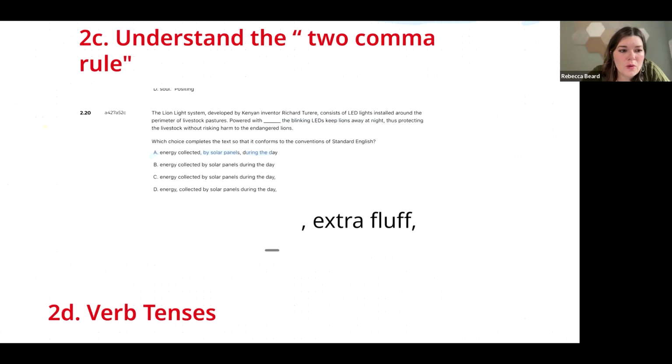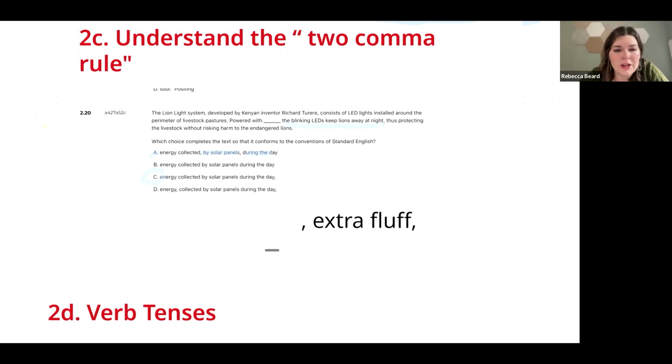What I mean by this is if you see this comma right here, and because there's no other comma in B, this would be pretty much running on. And if you see this right here, what I am noticing is the blinking LED lights keep lions away at night, thus protecting the livestock. So this is actually considered extra fluff, and the answer on this one is C. This one's a little bit trickier, but I do like this.